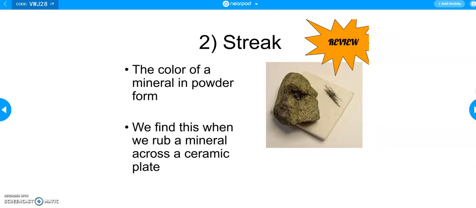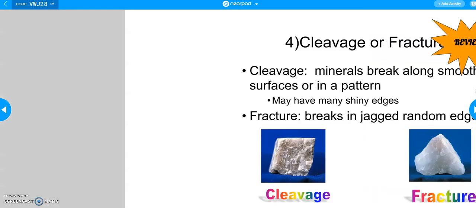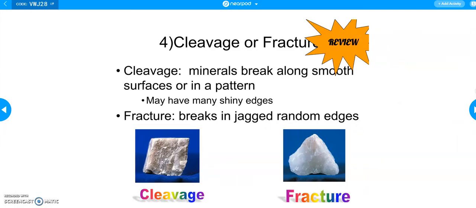Streak, when we rub it on a streak plate, we get a powdered form of that mineral, and we could use that with our reference table, page 16, to identify it. Again, you want to have out page 16 today. Luster, we really have two types, metallic and non-metallic. Metallic is shiny like metal. Non-metallic is either shiny like glass or not shiny at all. Cleavage shows that it breaks naturally on flat planes, whereas fracture is jagged.